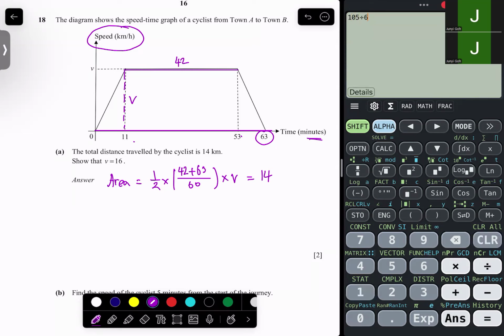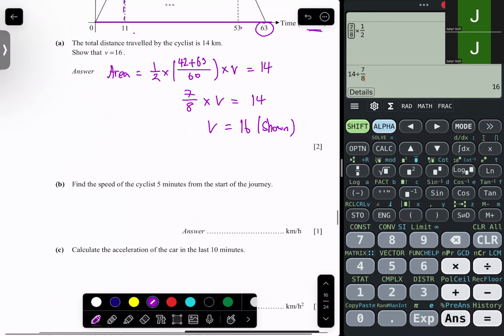All right. So 105 divided by 60 times half equals 7 out of 8. So 7 out of 8 multiplied by V equals 14. So V equals 14 divided by 7 out of 8, which equals 16.